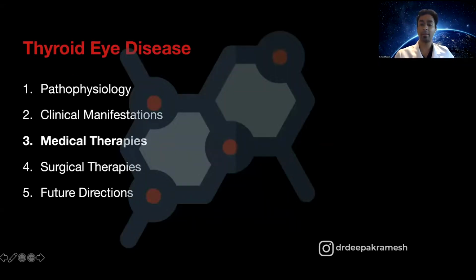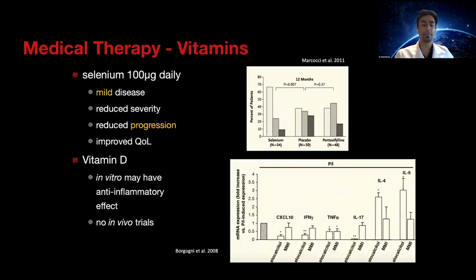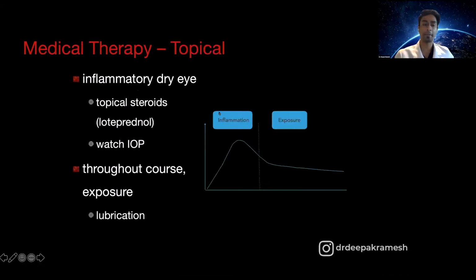So let's talk about medical therapy for thyroid eye disease. There are a couple of questions about steroids and thyroid eye disease, so we'll talk about that here. First, I mentioned vitamins. I won't belabor the point, but I think vitamin D, selenium, and all trace minerals and vitamins are beneficial for these patients to reduce the inflammatory response. And we know that, especially in patients with mild disease, we can improve their quality of life and reduce disease progression by supplementing them with these vitamins and minerals. So a good multivitamin will cover a lot of these patients.